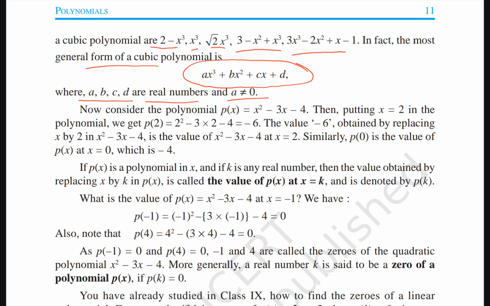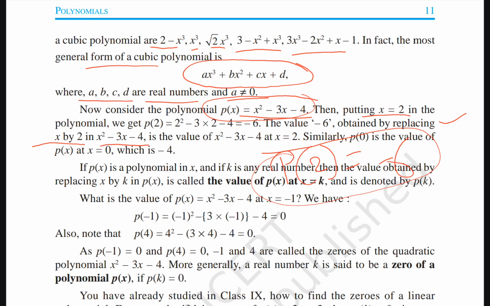Now consider the polynomial p(x) = x² - 3x - 4. Then putting x = 2 in the polynomial, we get -6. So the value -6 is obtained by replacing x by 2 in x² - 3x - 4. It is the value of x² - 3x - 4 at x = 2.